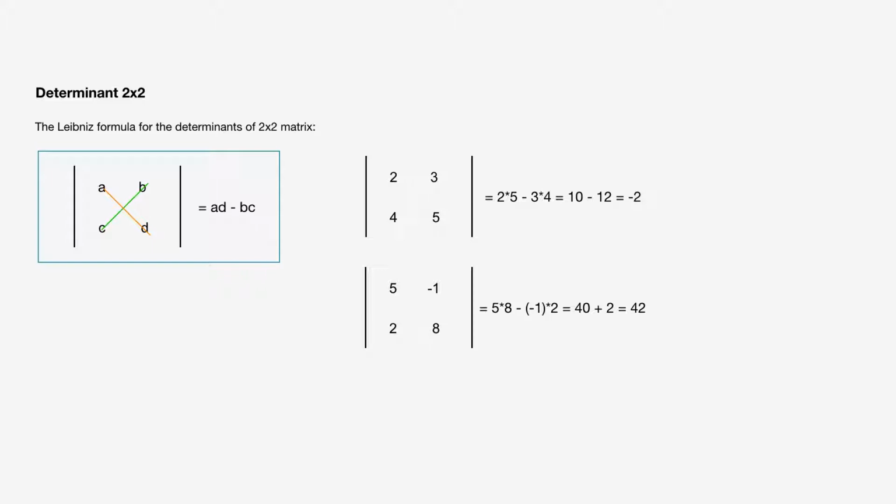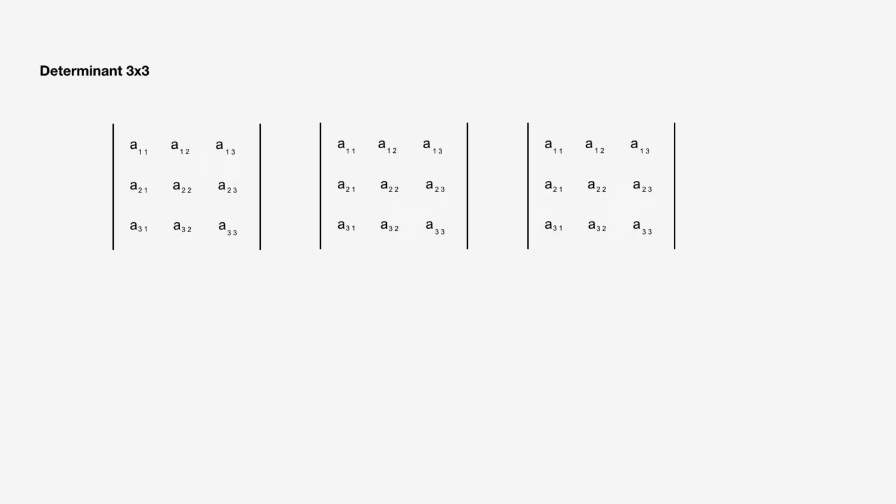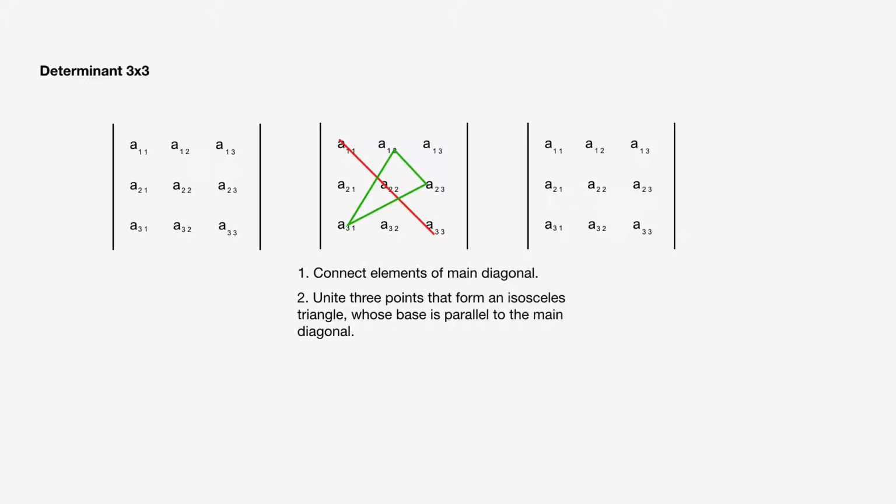One more example. For a 3 by 3 matrix we have a few ways to find the determinant. Let's consider a few of them. First we will look at the triangular rule. For this we need to draw our determinant twice. Then we need to do the following. Connect elements of the main diagonal. Unite 3 points that form an isosceles triangle whose base is parallel to the main diagonal. Draw one more isosceles triangle whose base is parallel to the main diagonal.